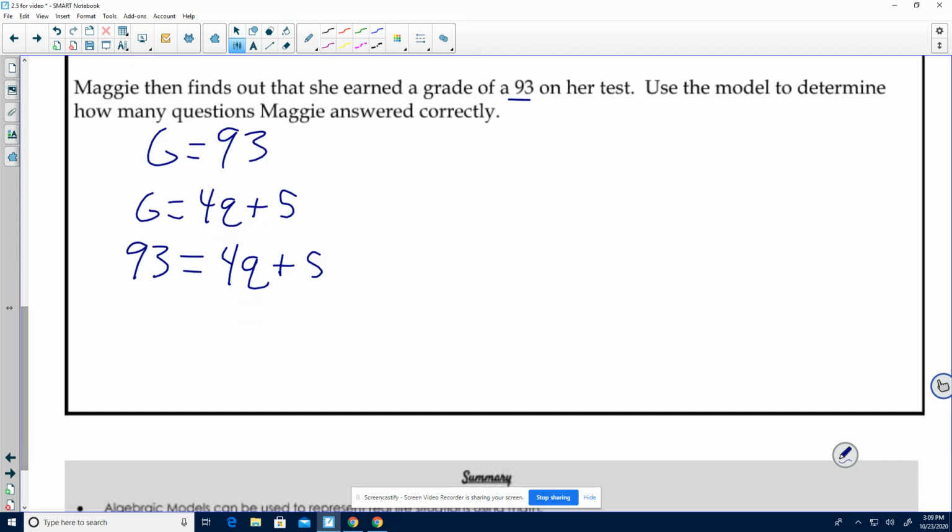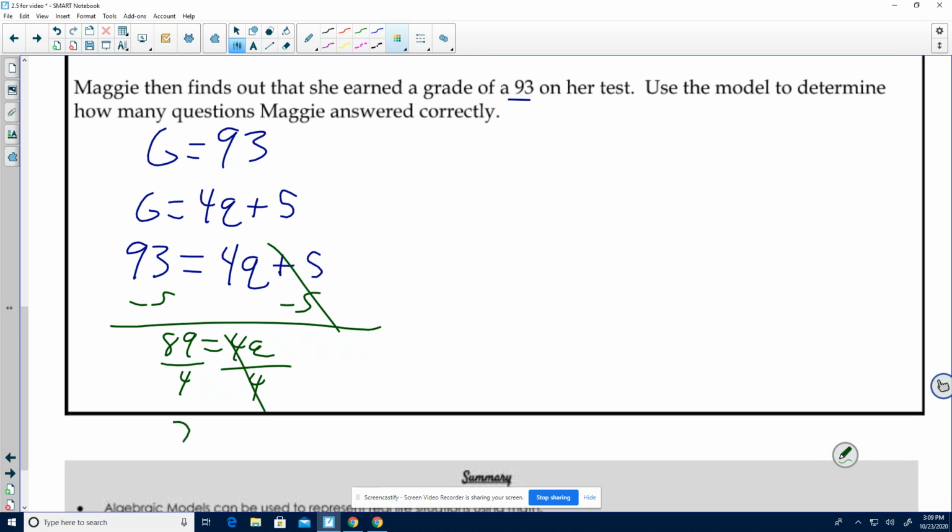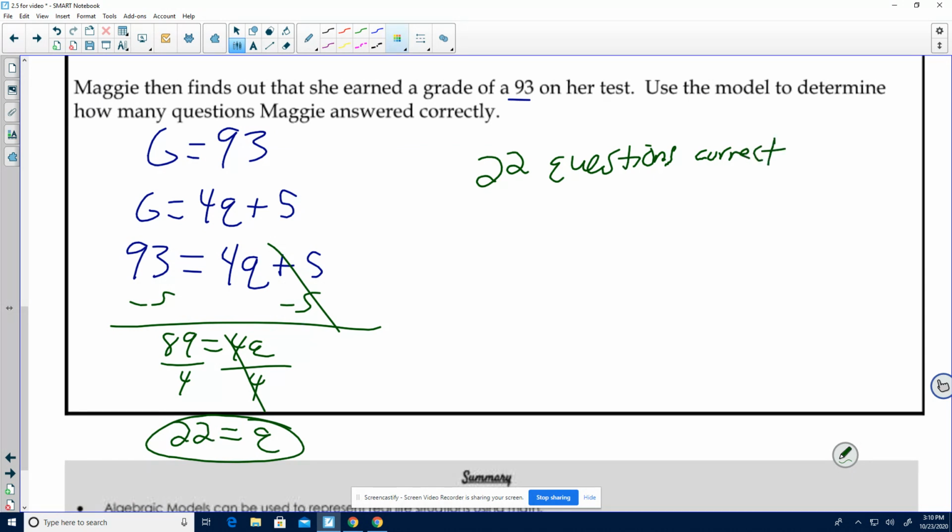So we have a regular old two-step equation. We're going to subtract 5 on both sides. We're going to get 89 equals 4Q. And then after we divide both sides by 4, we're going to get 22 equals Q. So that means that Maggie got 22 questions correct if she scored 93. Okay, so ladies and gentlemen, that's modeling with linear equations.